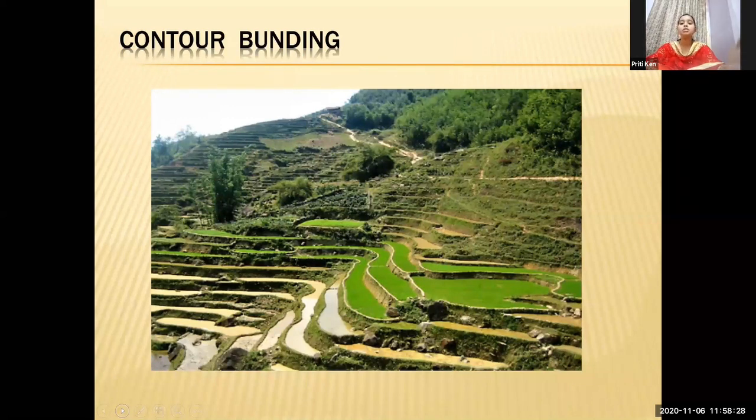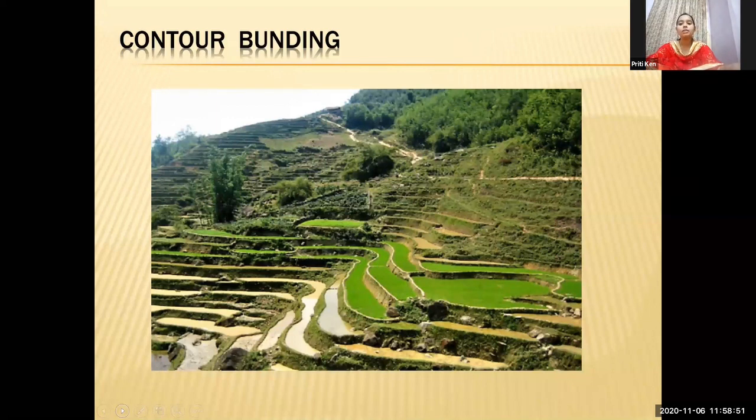It should be stopped over there. That's why they are having stone lines. They are keeping the stones in a line so that they can keep the water there only, so that the soil should not be washed away with the water, and even the water should not flow in a straight line or with speed. That's why they are doing this contour bunding.